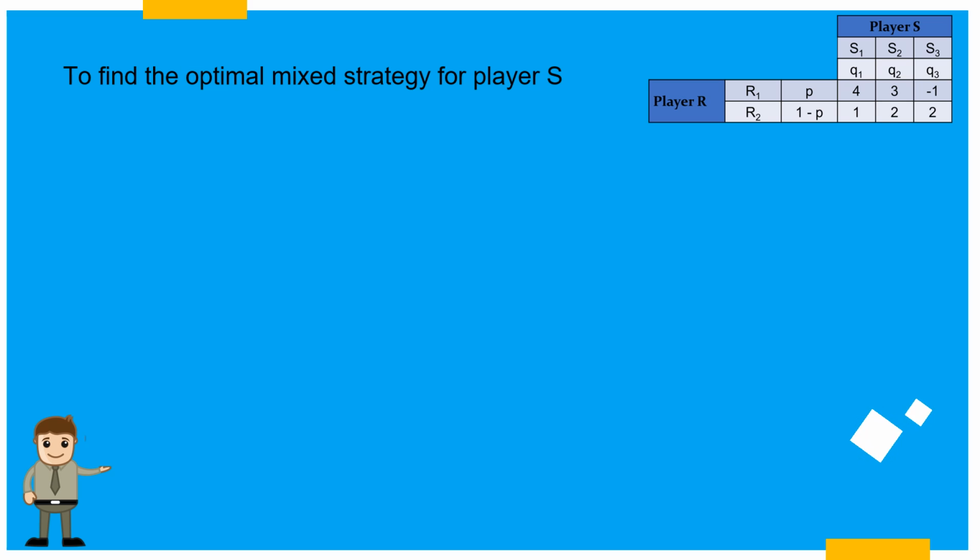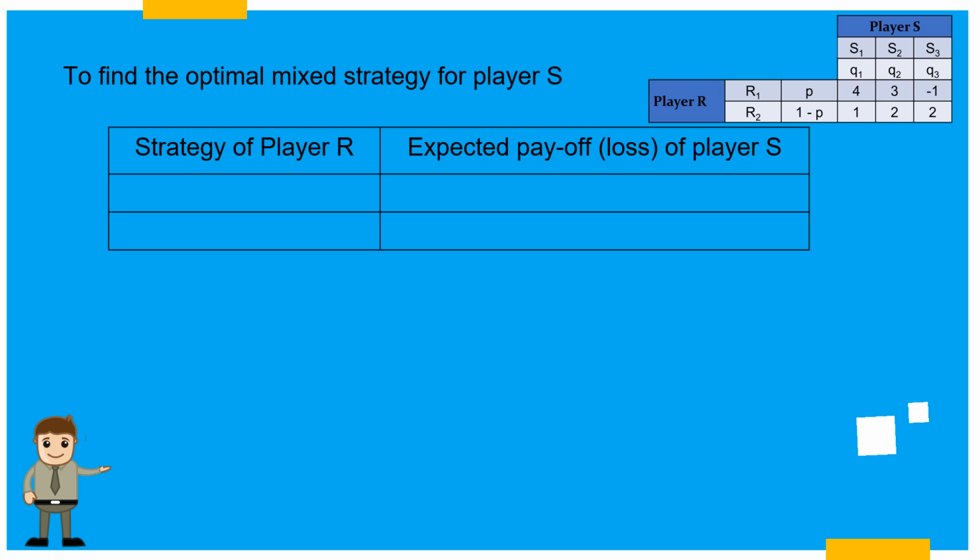To find the optimal mix strategy for player S, we are going to find the expected loss instead of expected gain, so that the positive and negative values in the payoff remain the same. If player R plays R1, the expected loss of player S is 4q1 plus 3q2 minus q3. If player R plays R2, the expected loss of player S is q1 plus 2q2 plus 2q3.